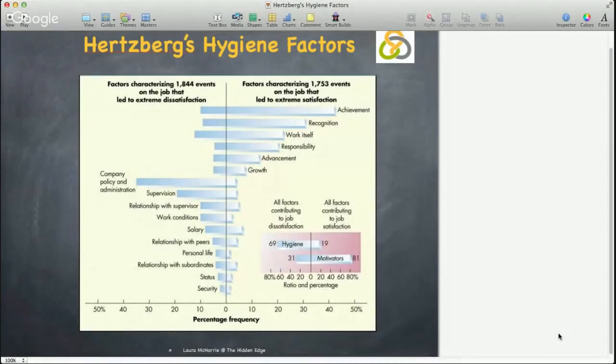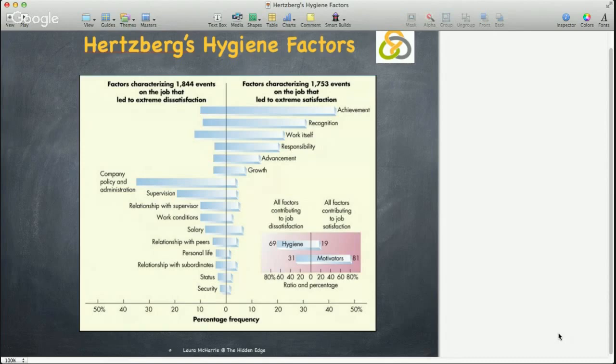Frederick Herzberg identified two groups of factors: the motivating factors, which create satisfaction, and hygiene factors, which don't provide satisfaction but can be a source of dissatisfaction when they fall below acceptable levels. The hygiene factors are pay, company policies, relationship with supervisors, the working conditions, the salary, the relationship with peers, the personal life, relationship with subordinates, and what people think about their status and security.